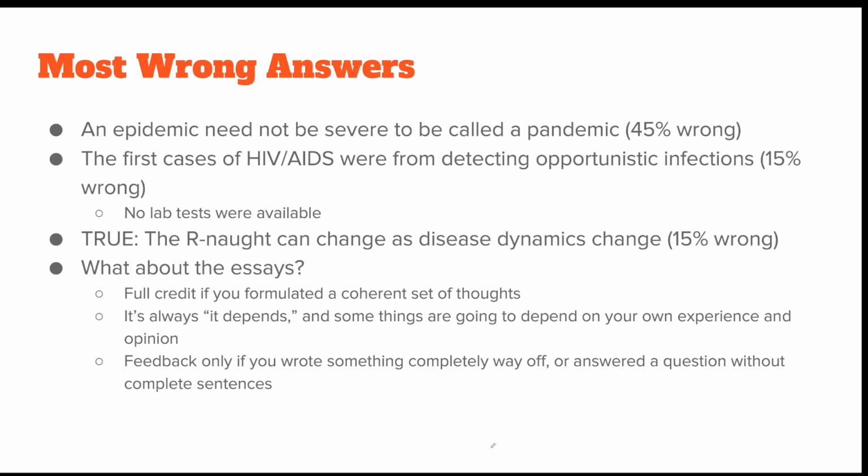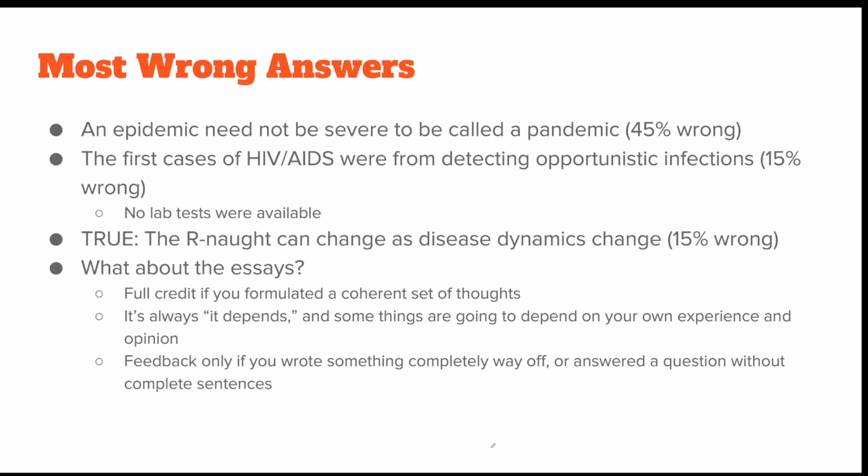The first cases of HIV/AIDS were from detecting opportunistic infections. That is true. The first cases were reported because men who were otherwise healthy and had no other known medical issues were coming down with these opportunistic infections with fungi, and that led to finding out that their immune system was in fact weakened by the virus.